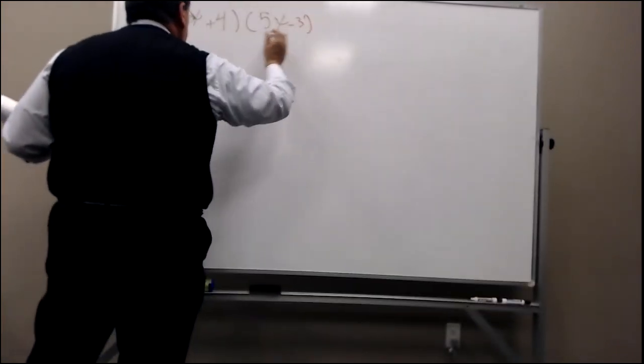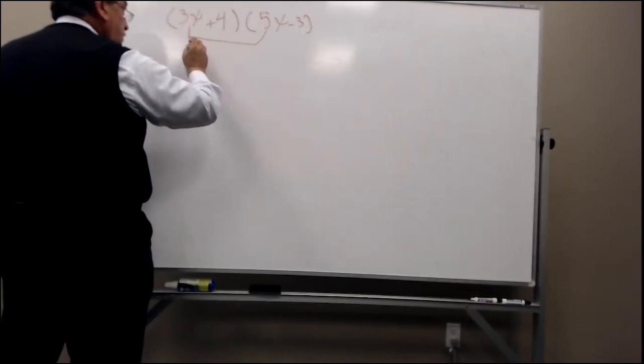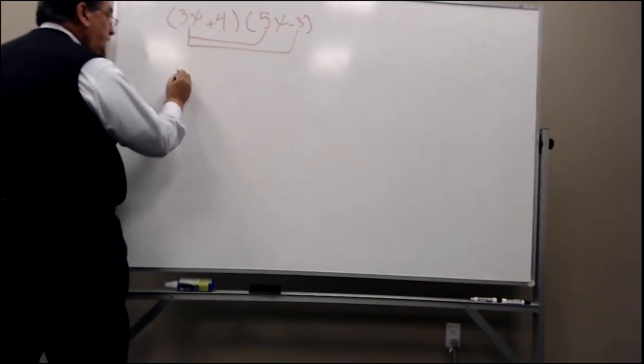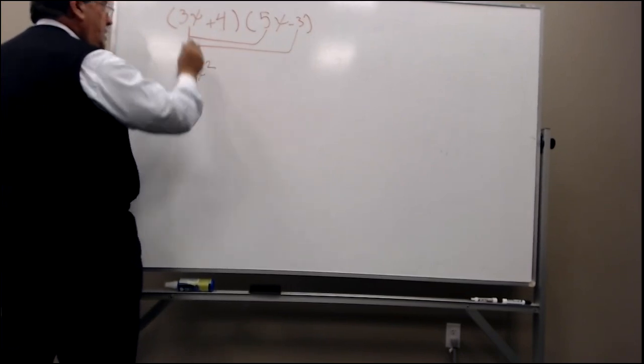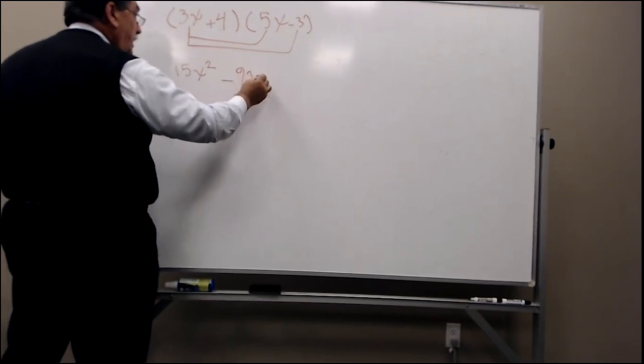We have (3x + 4)(5x - 3). So I take this times that, and then say 3x times this one. 3x times 5x, 15x², correct? 3x times minus 3, minus 9x.